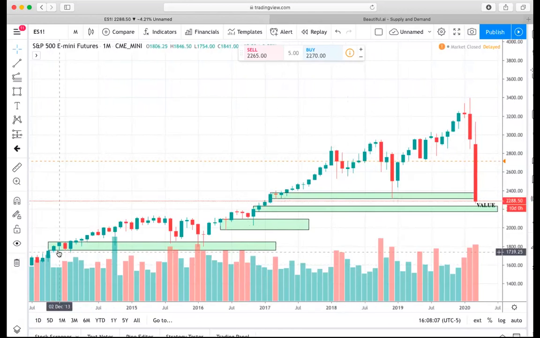I'll start back at 2014. So this is a monthly chart. This is the largest time frame chart. If you're looking at monthly charts, we've got a major drop in price, right? We went from 3,400 down to 2,300. That's a major drop in price, so you need major imbalances to counter that, right?